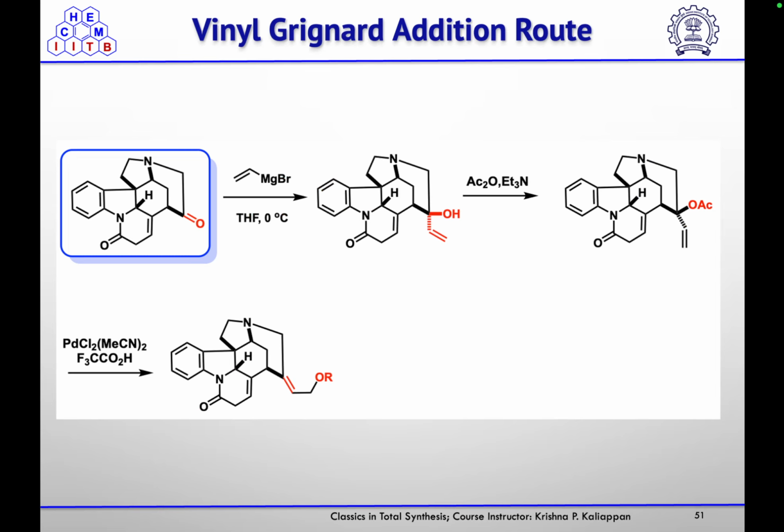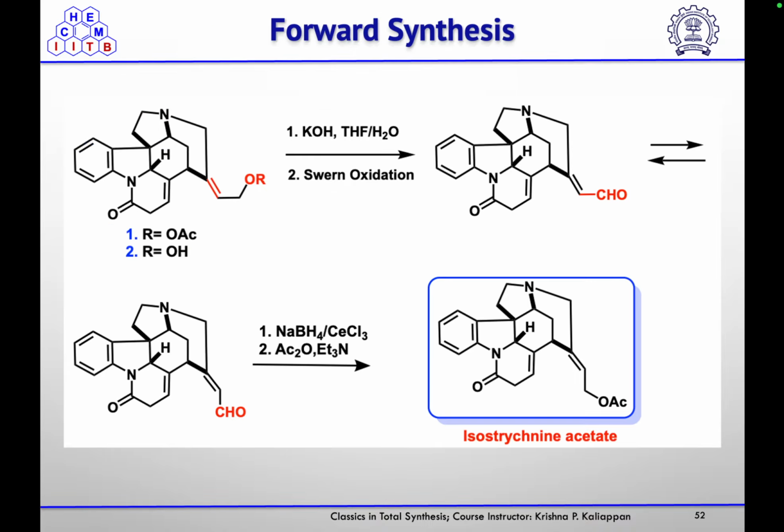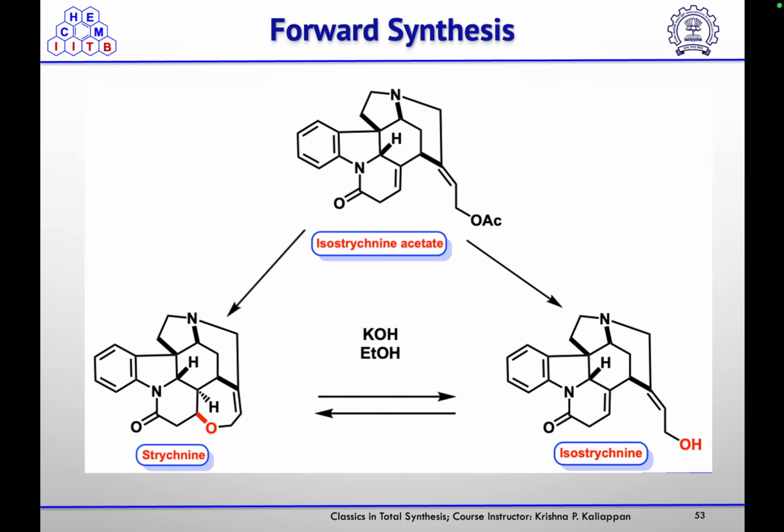Then for getting this, the vinyl Grignard route: the vinyl Grignard attacks this ketone to get this tertiary alcohol, and using acetic anhydride they formed this acylate, and using the palladium catalyst they did this allyl rearrangement reaction. So they got this protected allylic alcohol, which they wanted, that is the acetate. They hydrolyzed that acetate using KOH, again oxidized that to the corresponding aldehyde, then reduced that aldehyde and protected it using acetic anhydride to get the corresponding acetate. And this was also known to convert to the isostrychnine, followed by conversion to the strychnine.